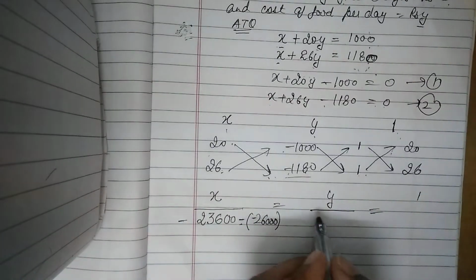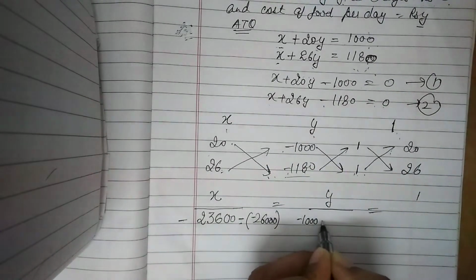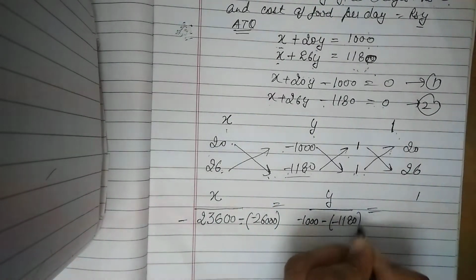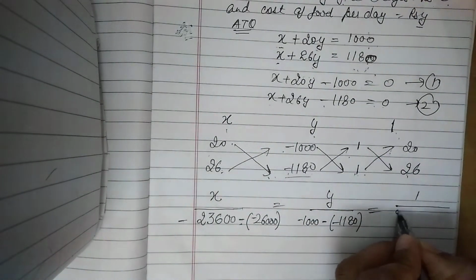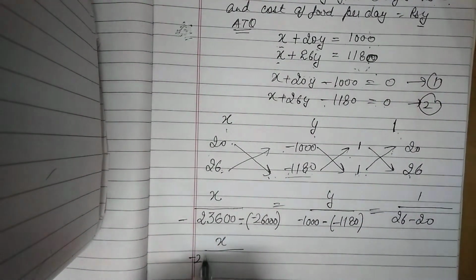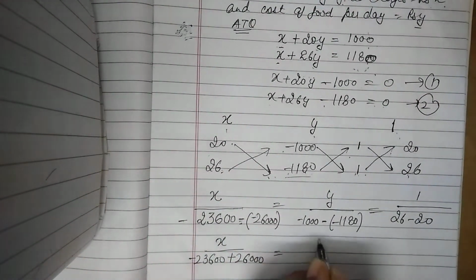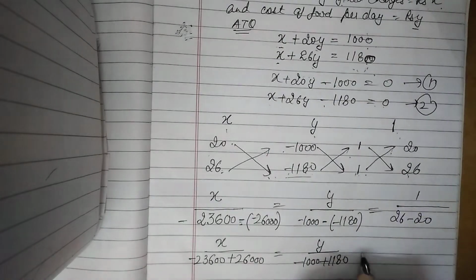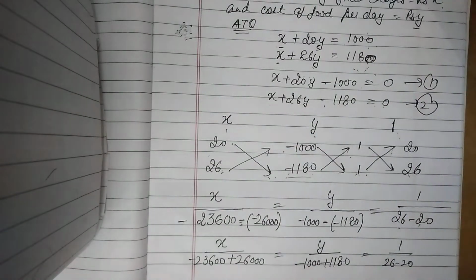Similarly, now at y, 1000 is multiplied by minus 1, that is minus 1000. Now 1180 multiplied by 1, minus 1180. Similarly, 1 multiplied by 26 minus 20. Now x upon minus 23600 minus minus plus 26000. Same, y upon minus 1000 plus 1180, and 1 upon 26 minus 20. Now subtract these terms.